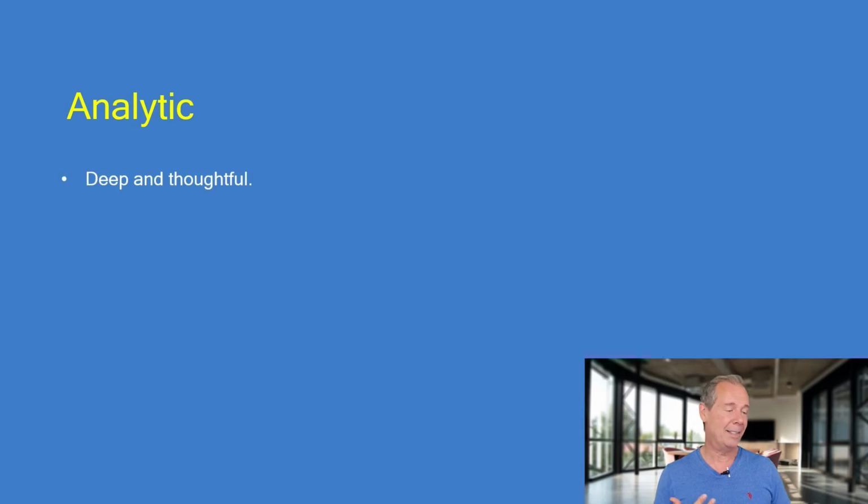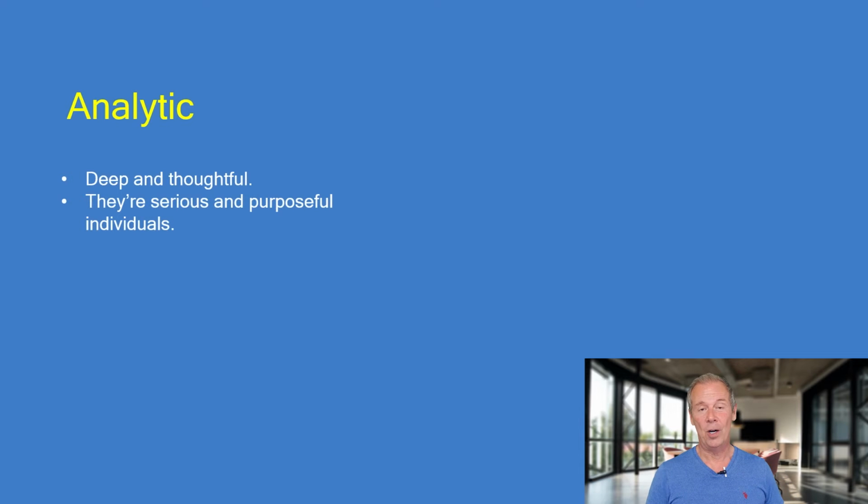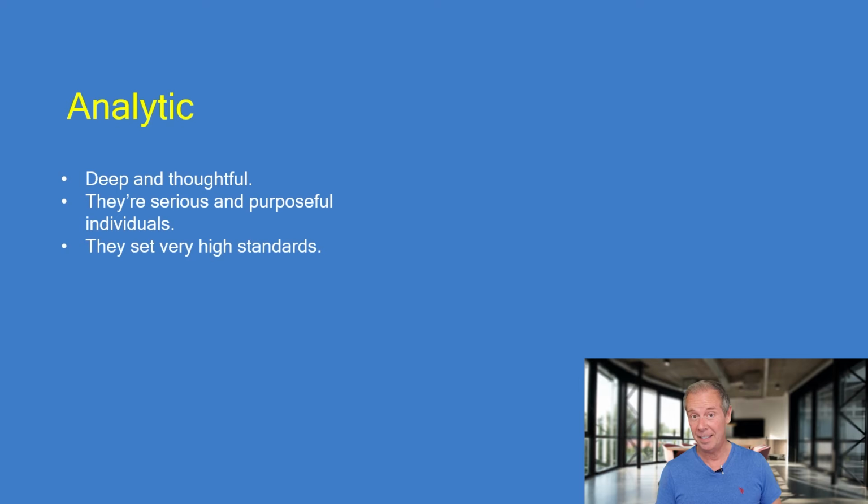So an analytic is deep and thoughtful. They're serious and purposeful individuals. In other words, living your purpose in life is the law of Dharma, and I basically am living my purpose. What is my purpose? To serve other people with information that helps them succeed at whatever they want to succeed. They set very high standards for themselves. I can tell you that I personally set extremely high standards. I play the piano professionally.